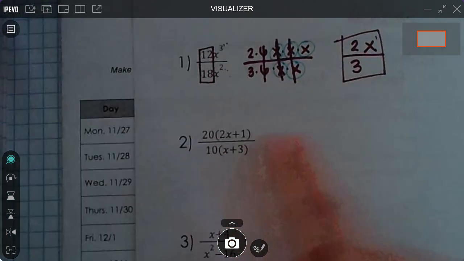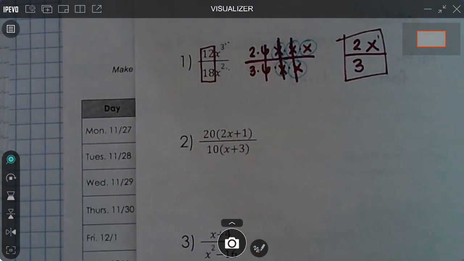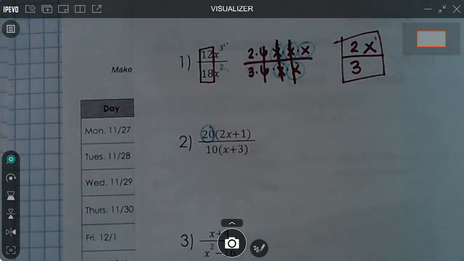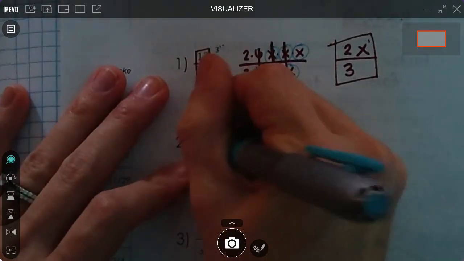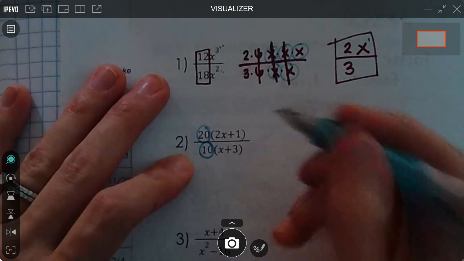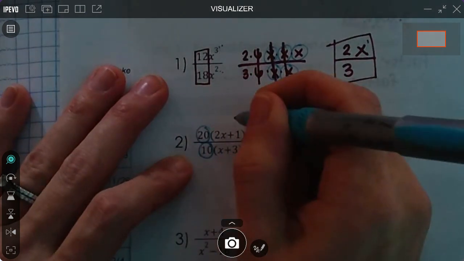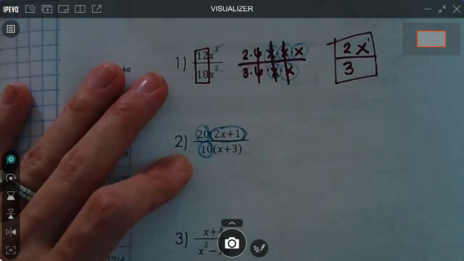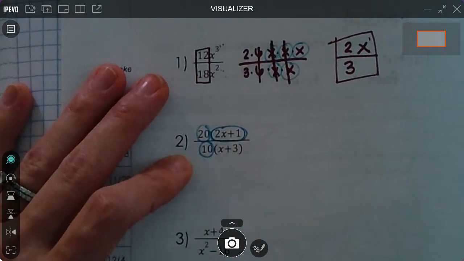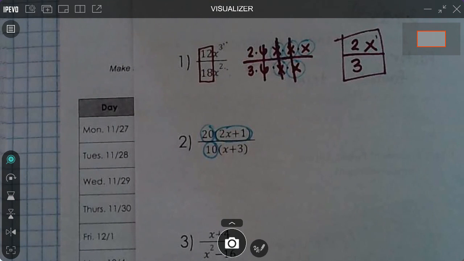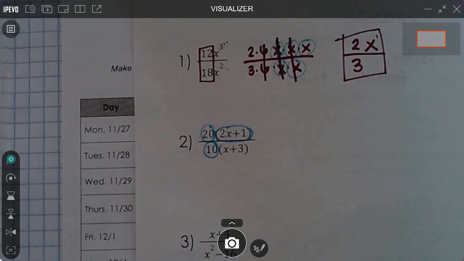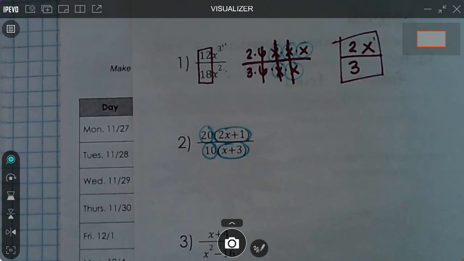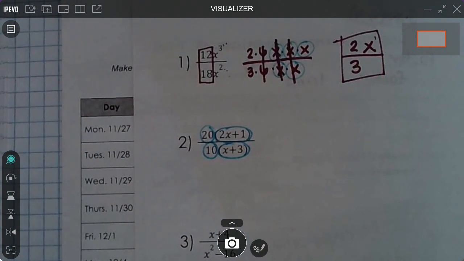So tell me a factor that's on top. What's one thing that's being multiplied? 20? What's something else being multiplied? On the bottom, right? What else? 2x. Keep going. Plus 1. Because that is an entire factor, right? In order for 2x plus 1 to cancel out, you'd have to have exactly what on the bottom? 2x plus 1. Okay? And then another factor is x plus 3. All that is grouped together. That is one whole factor. Okay?